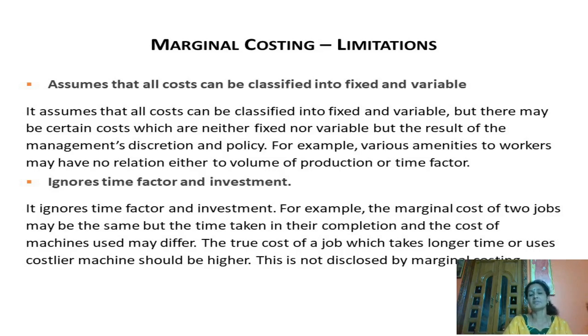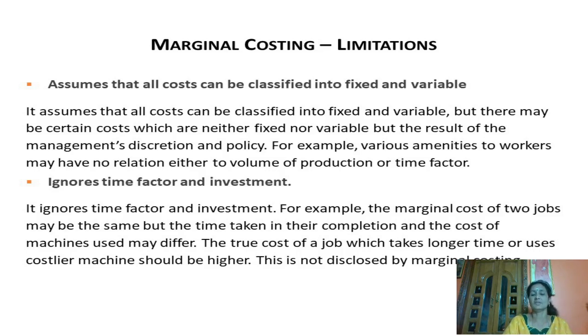So, this is one of the limitations of marginal costing, and also it ignores time factor and investment. For example, the marginal cost of two jobs may be the same, but the time taken in their completion and the cost of machines used may differ. Here, the true cost of a job which takes longer time or uses costlier machines should be higher. This is not disclosed by marginal costing, when the time factor is very important and also how much is invested has to be taken into consideration.